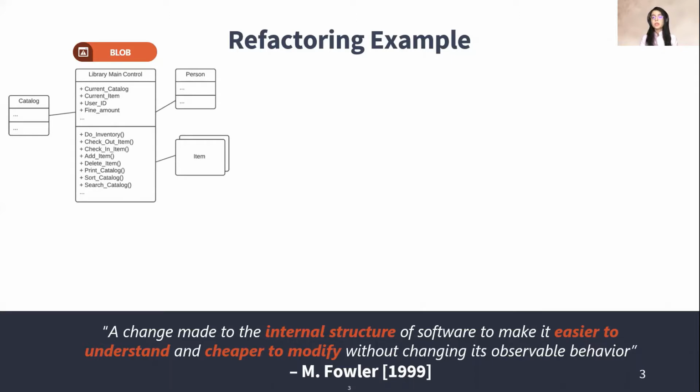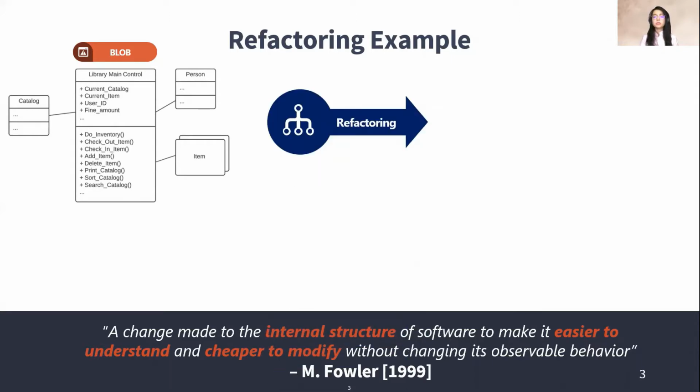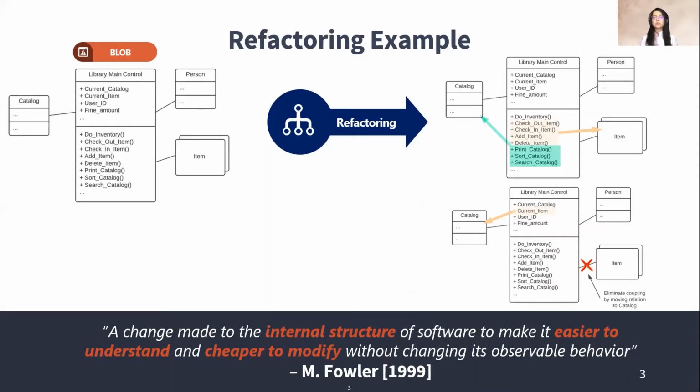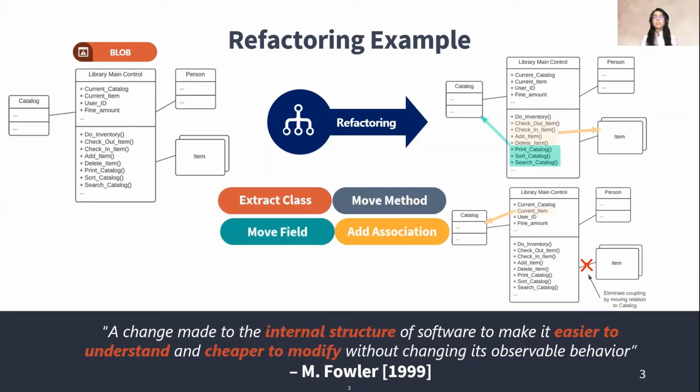of the system. So to fix this problem, we try to identify or categorize related methods and fields, and we move them to new classes by using different refactoring operations, such as extract class, move method, and so forth. This will make classes more cohesive, easy to read, and easy to understand.